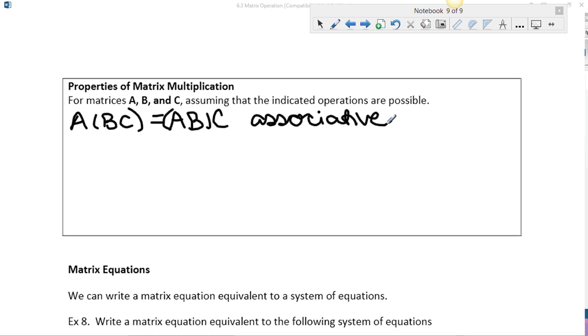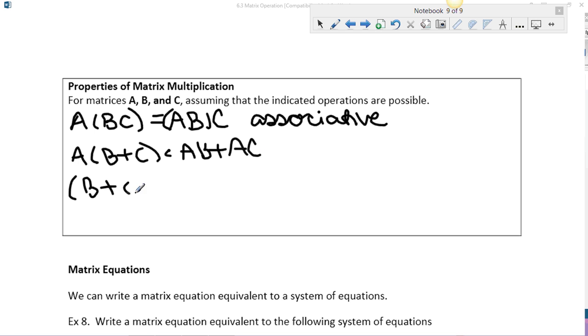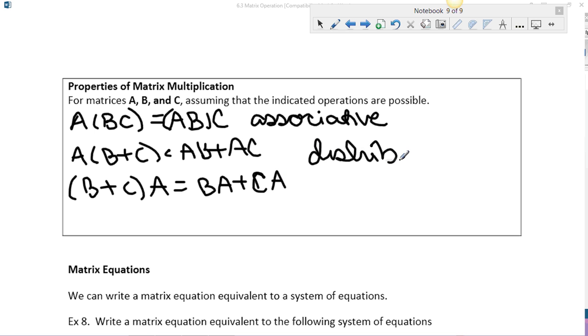The other one we're going to deal with is distributive. So A times the quantity B plus C is going to be equal to AB plus AC. And likewise, B plus C times A is going to be equal to BA plus CA. And these are both distributive.